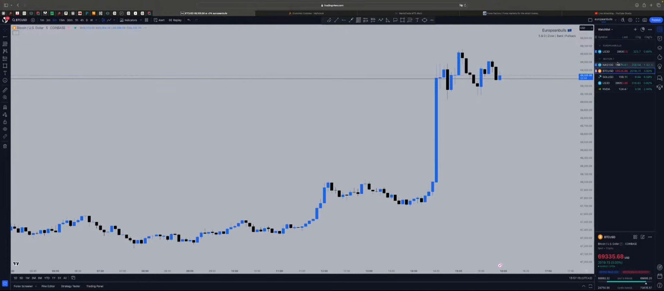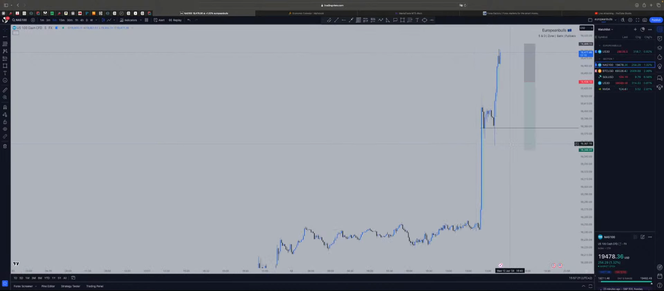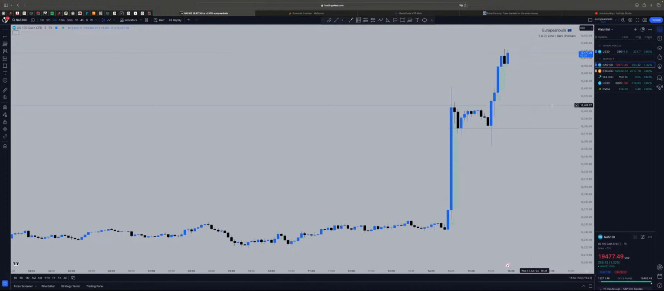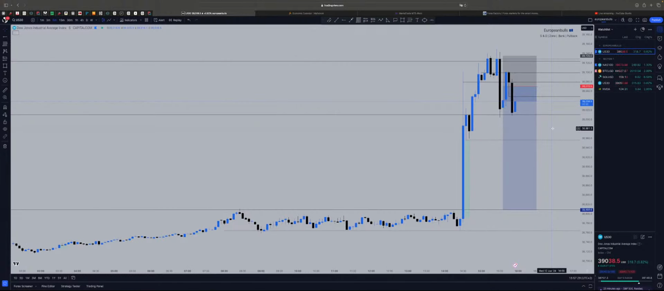Nasdaq is another level. Firing, yeah, firing. There's no stopping. Always firing up. I think I should put my stops to my entry point at this point, because maybe just... I don't know.